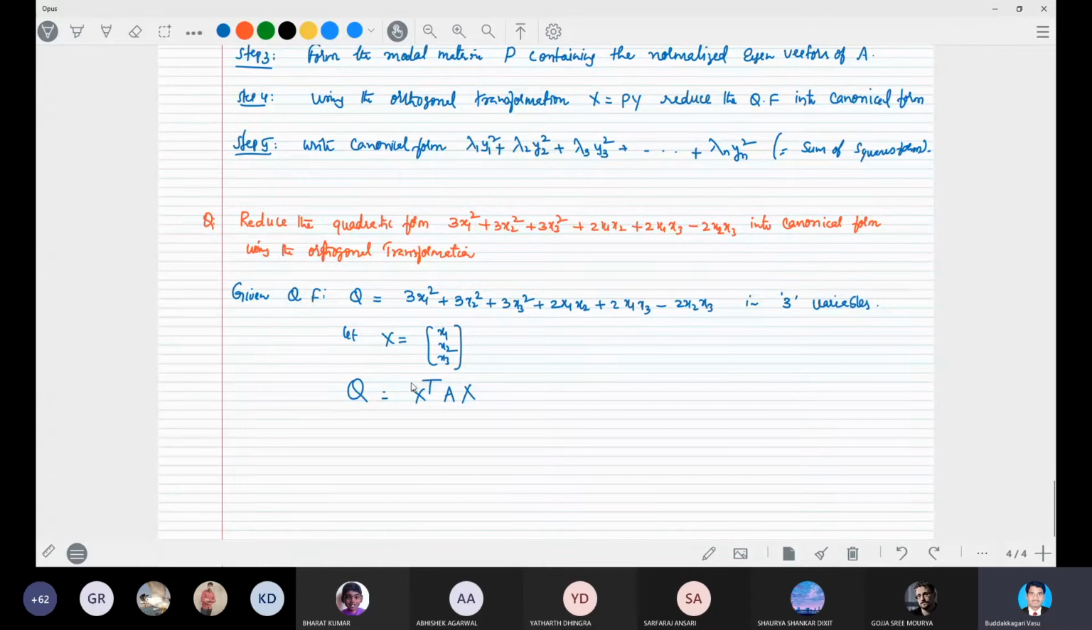Actually, we have to first find out its coefficient matrix. How can we write it? That is a 3 by 3 matrix, no? A is equal to... how can we find out the entries or elements in A? Matrix A from the given one.